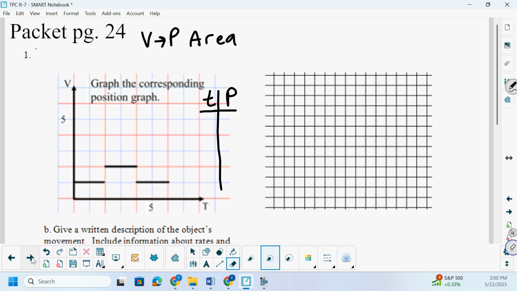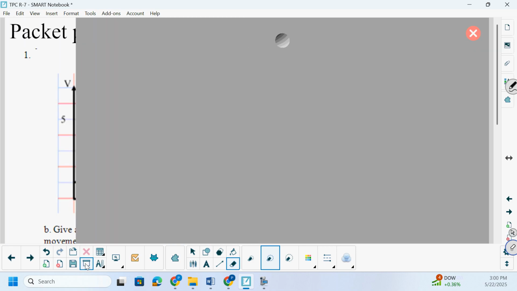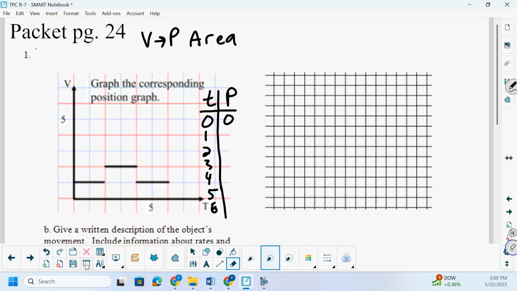So our time goes up to 6 and we want to start with 0. And at 0, there is no area under the graph. So there's our area at 0. There's no area there. At 1, we have a 1 by 1 square, so that would be an area of 1. So at 0, we'll have 0, then we'll have 1.